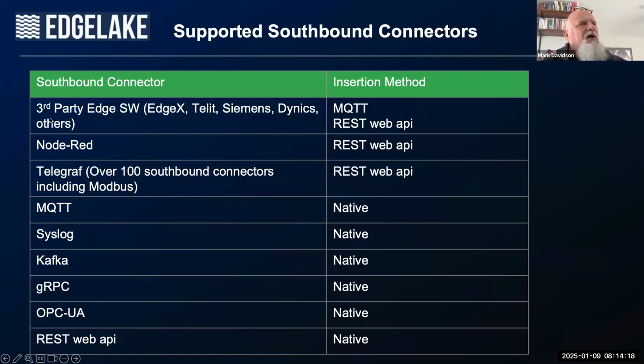And then with the third-party connectors, like EdgeX, Telit, Siemens, Dynex, there's a variety of third-party connectors that can push data via MQTT or REST web API. So depending upon the third-party connector, you could leverage either one of those insertion methods to get data into Anylog.